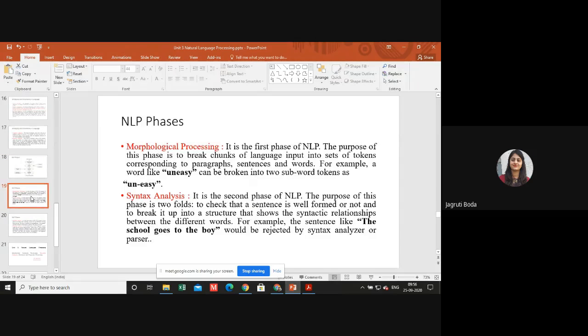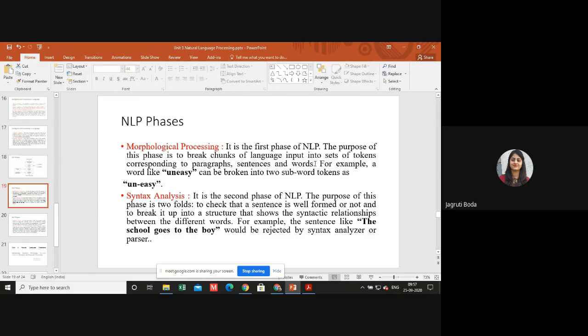Now start with the first one, that is your morphological processing. So what is morphological processing? It is the first phase of NLP. The purpose of this phase is to break the chunks of language into sets of tokens corresponding to a paragraph, sentence and words. So first, you are writing a question in the form of a sentence, right? So they convert this sentence into tokens.